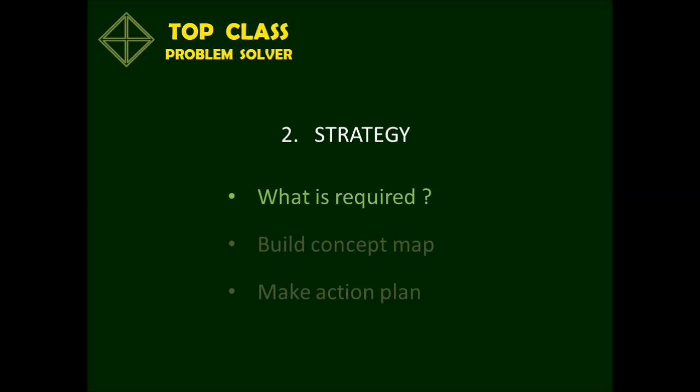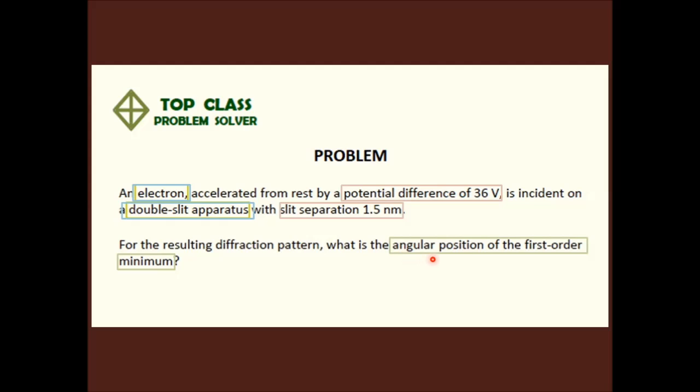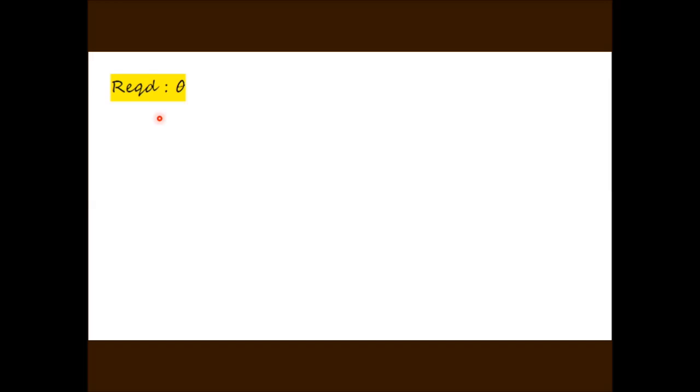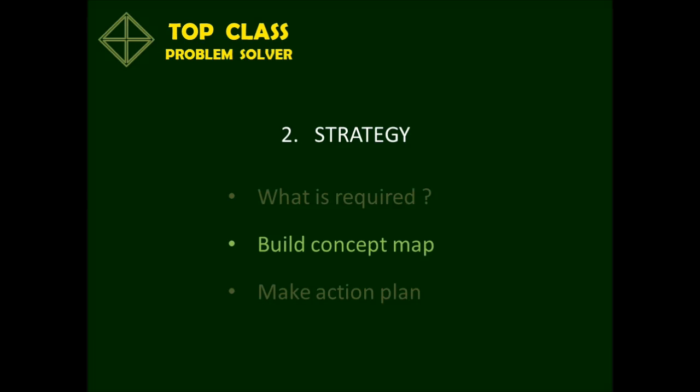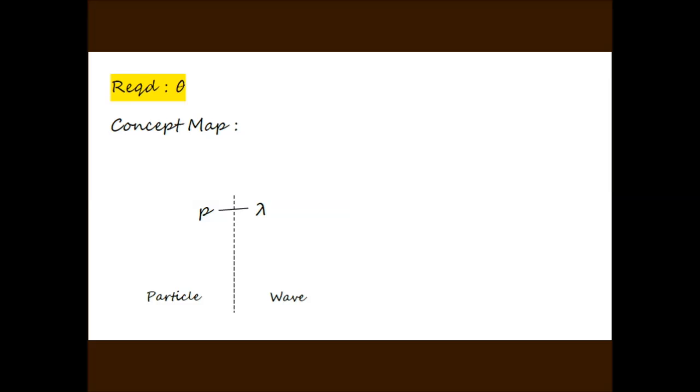The first step of the strategy is to determine precisely what is required. We are required to find the angular position of the first-order minimum. This is the parameter theta in our model. The second step of the strategy is to construct the concept map. The concept map relates the parameters that are given in the problem and the required parameter.